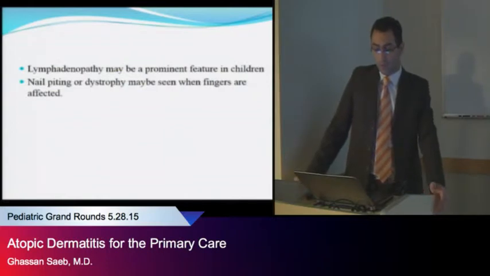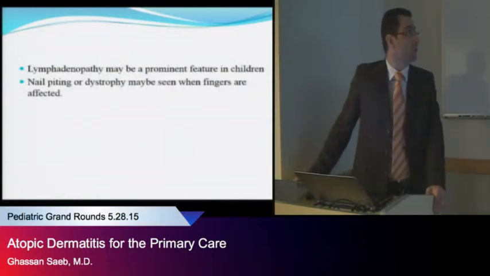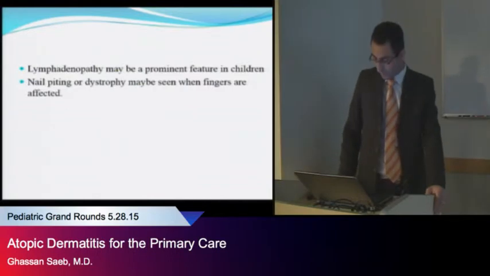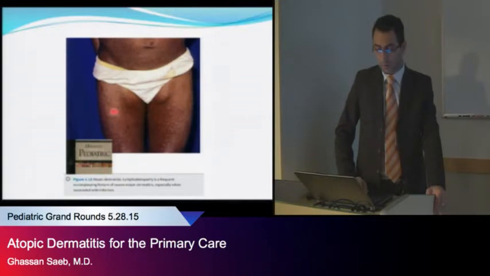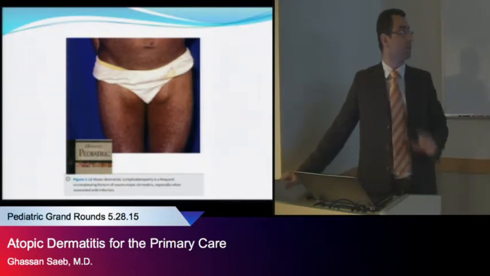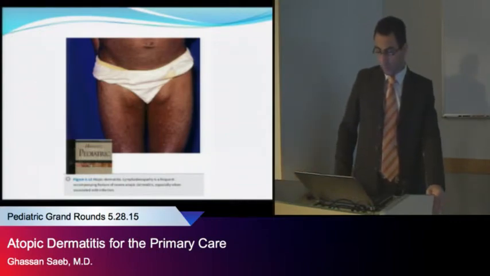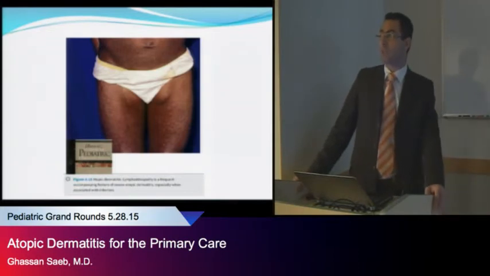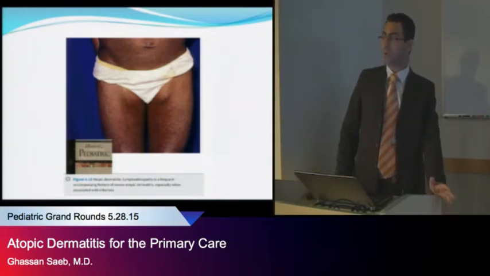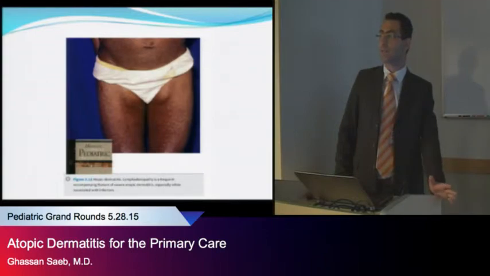Lymphadenopathy may be a prominent feature in children. Nail pitting or dystrophy may be seen when fingers are affected. This is a picture of lymphadenopathy. You see it's very big on both sides. And my patient has significant lymphadenopathy around her neck and in her inguinal area. Without skin infection? That's without skin infection, yeah. That's probably because of the amount of allergens the skin is infiltrated with and the baseline skin colonization with bacteria.